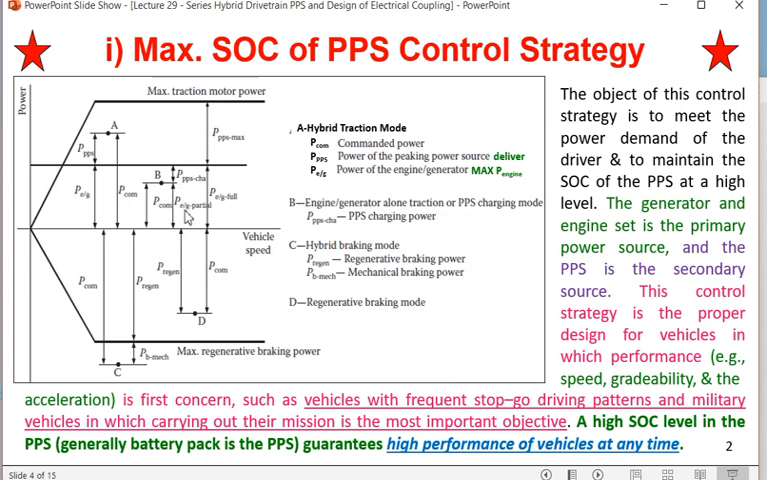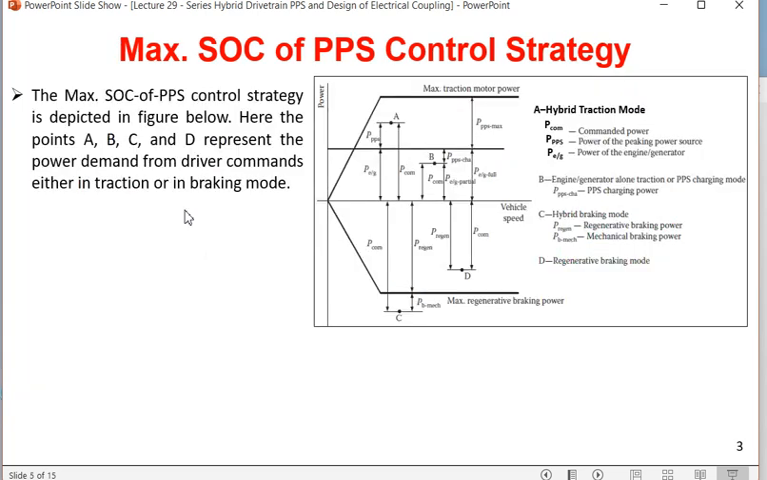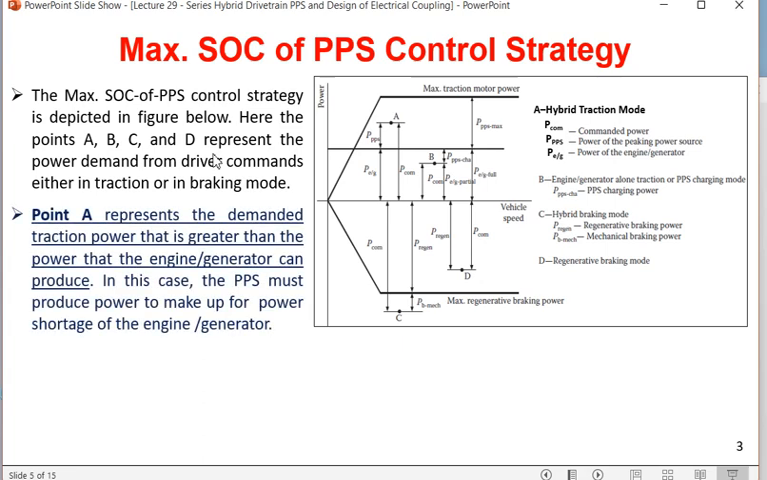The third case is for braking, which is case number C, which I have already explained. So you can say here the max SOC PPS control strategy is depicted in figures A, B, C, D. A and B I have already explained. A is the demanded traction power, which is greater than the power that the engine generator can produce. So this much is the power the engine generator can produce. In this case the PPS must produce power to make up the power shortage in the engine generator.